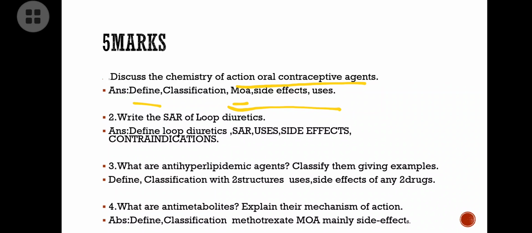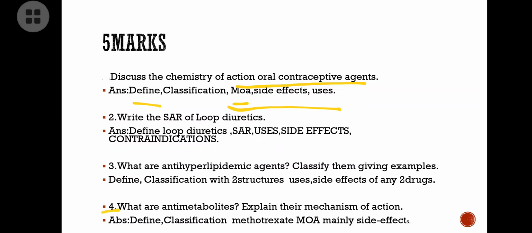What are anti-hyperlipidemic agents? Sometimes they will ask the same question in the 5 marks, in 10 marks. Classify, examples with the 2 structures, very important in classification. Uses, side effects, contraindication and all. Contraindication is not necessary in 5 marks, but in 10 marks you have to maintain that. And synthesis is also not necessary in 5 marks. If they particularly ask the synthesis, you write that one. If you have completed 2.5 pages, then you don't write the synthesis, you write the contraindications. Okay. Read the question. If they ask synthesis, then you write.